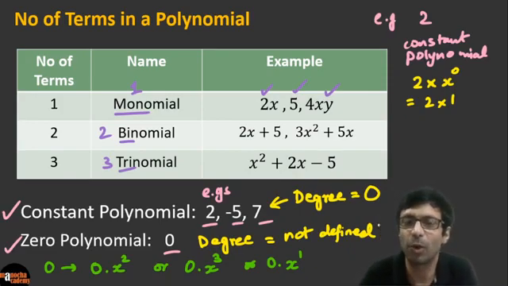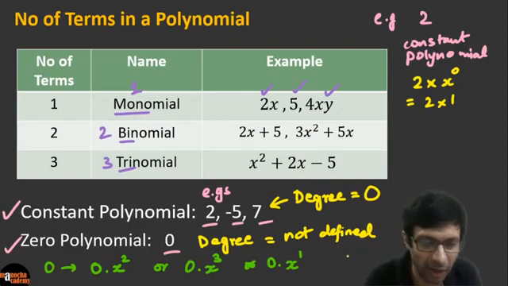Remember this very tricky question. It can come in the MCQs. Constant polynomial, they have degree 0. And I showed you a simple example. But the zero polynomial, this special guy, is not defined. The degree is not defined.